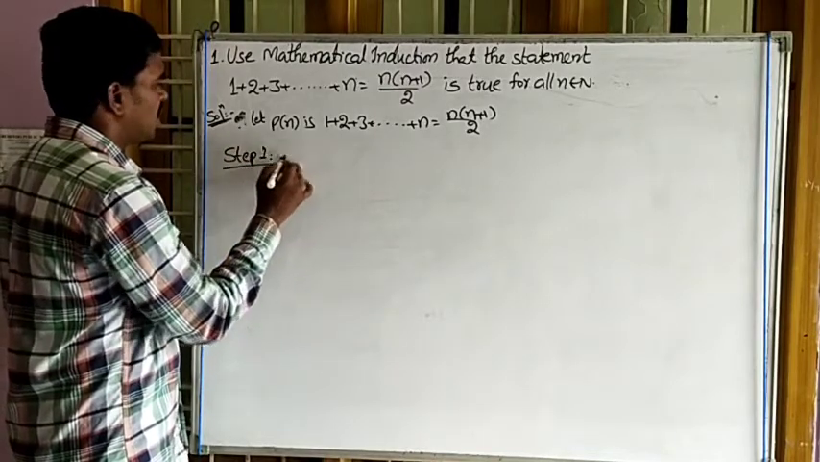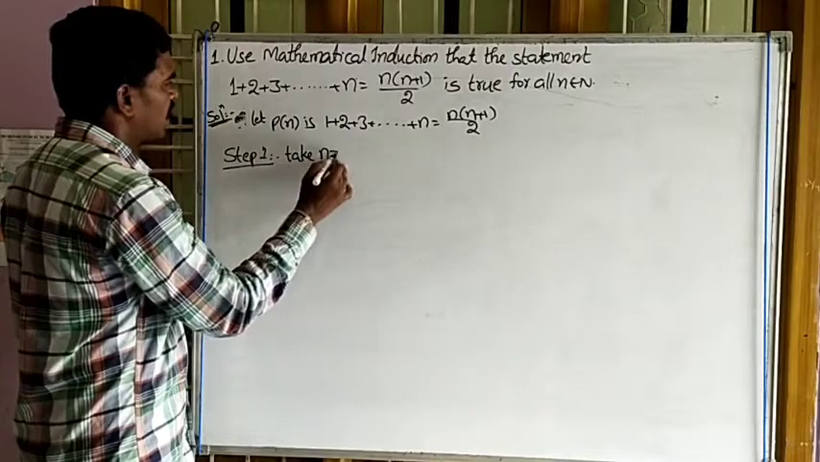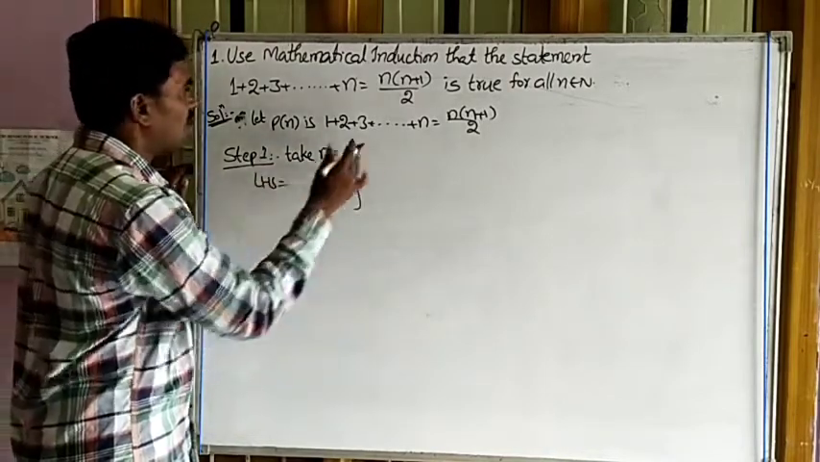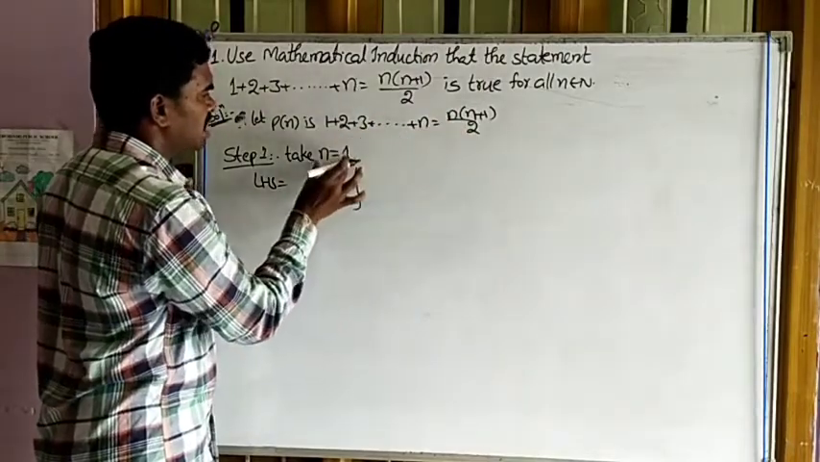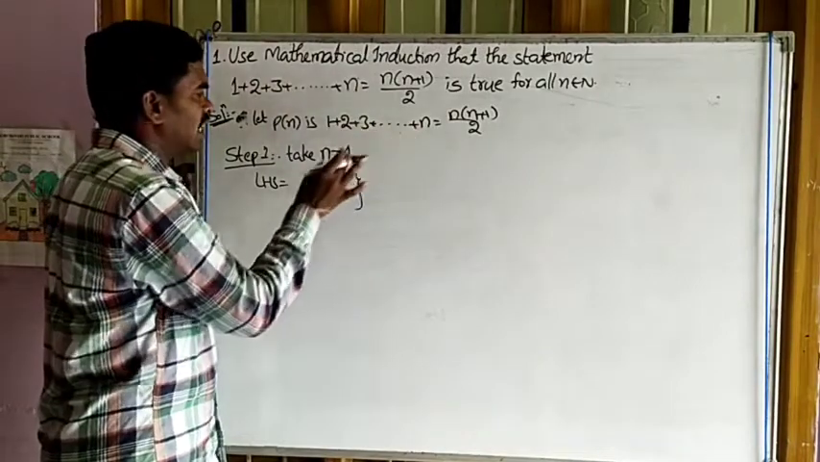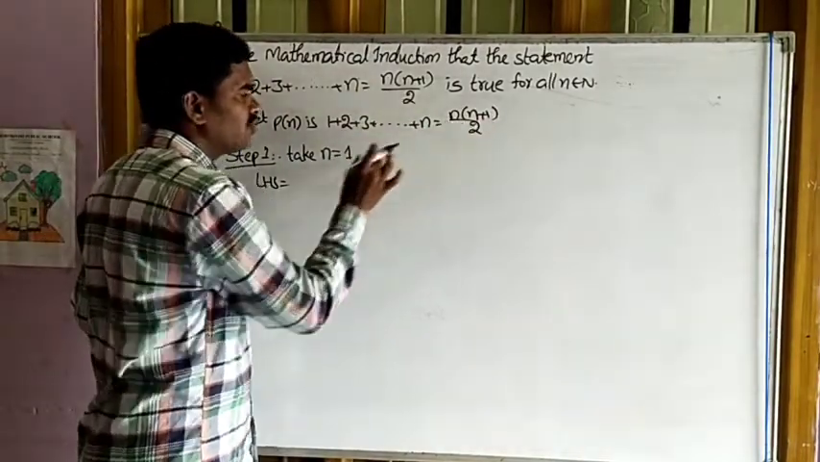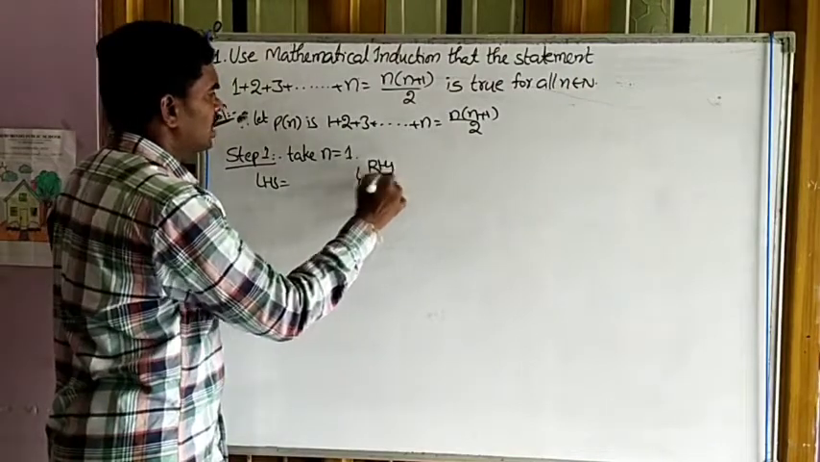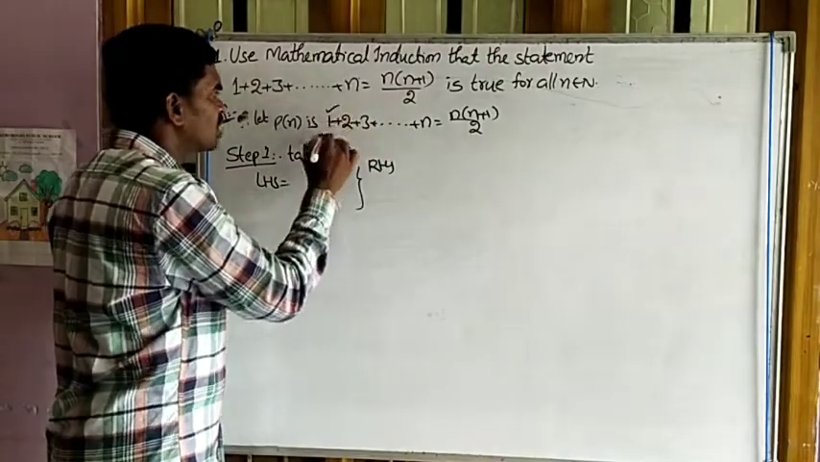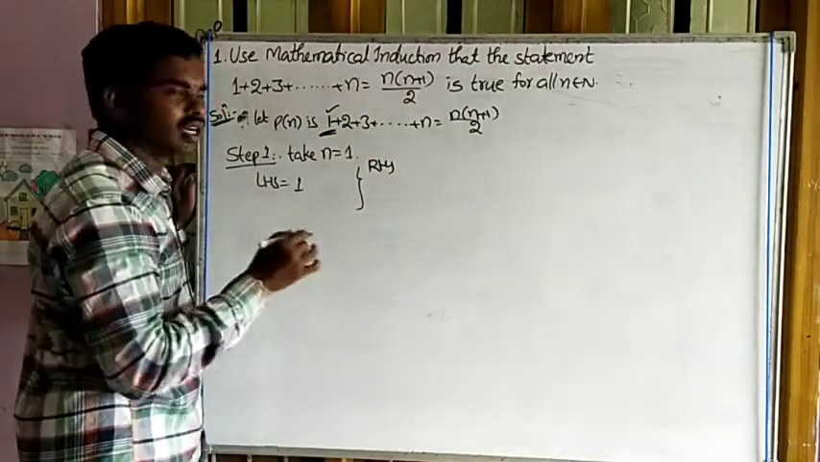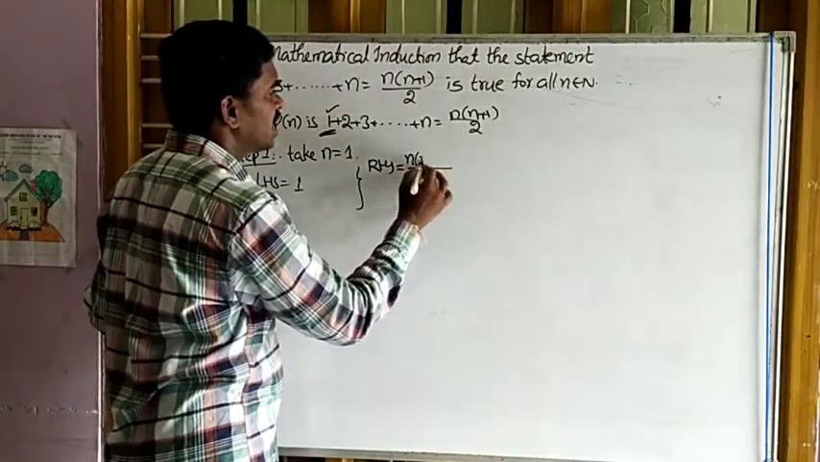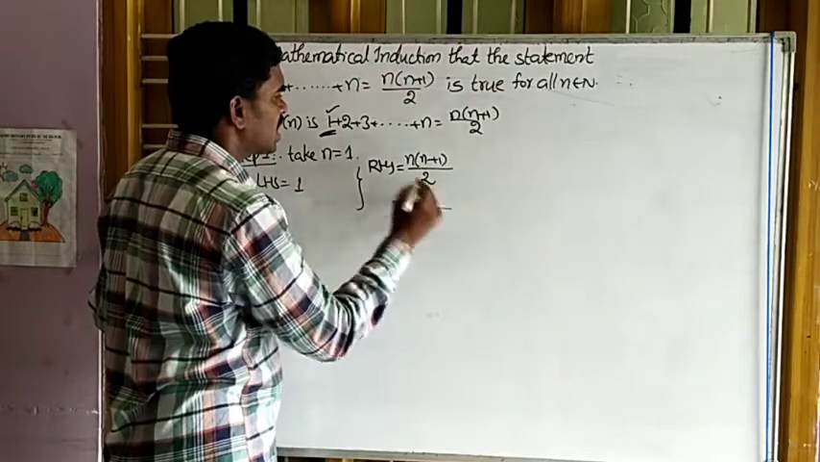Next, step 1: take n equal to 1. N equal to 1 means, what is the left hand side and what is the right hand side? At n equal to 1, what is the first term on the left hand side? 1. And the RHS, right hand side of the equal sign, is n into n plus 1 by 2. In this, take n equal to 1.